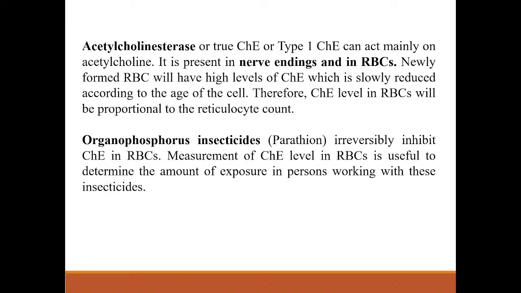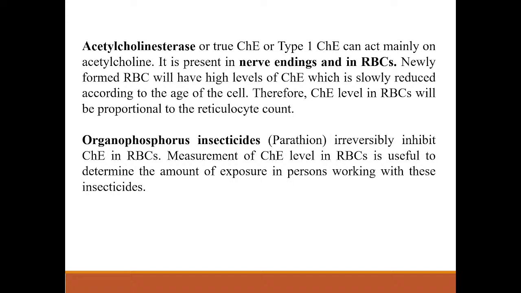Next comes acetylcholinesterase, or CHE. You can understand from the term that it is dependent on acetylcholine. It is present in the nerve endings and in the RBCs. Newly formed RBCs will have high levels of CHE, which slowly reduces according to the age of the cell. Therefore, cholinesterase levels in the blood will be proportional to the reticulocyte count.